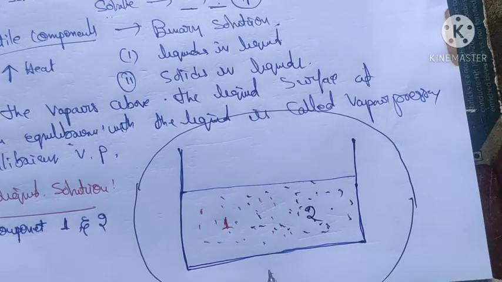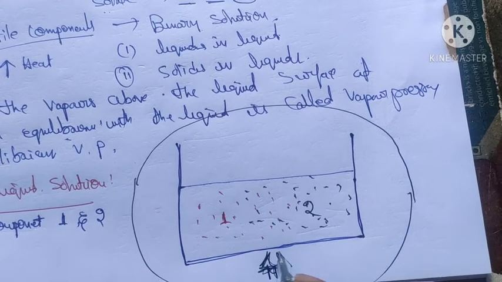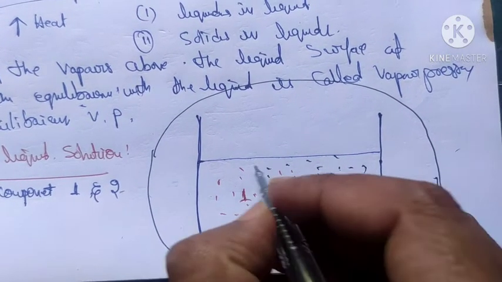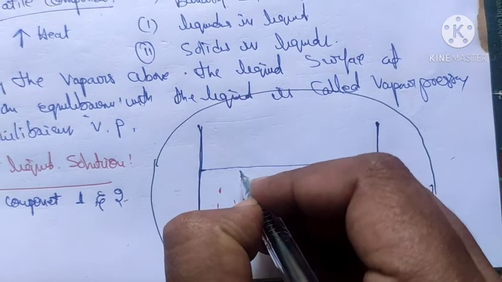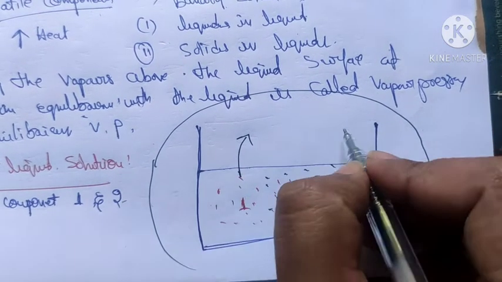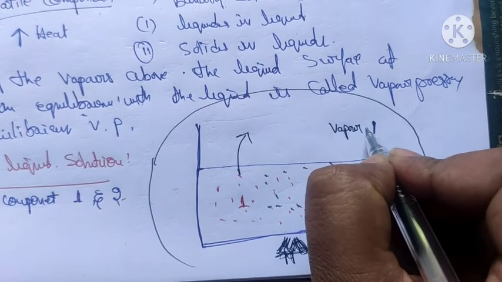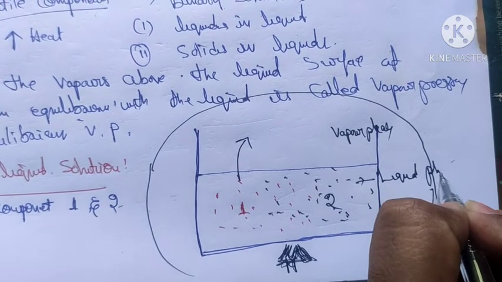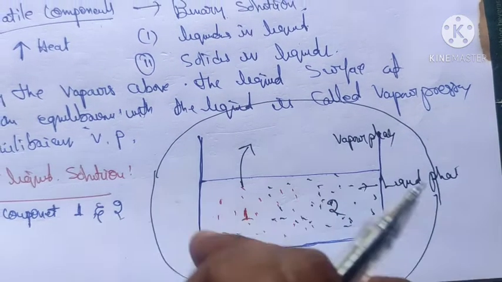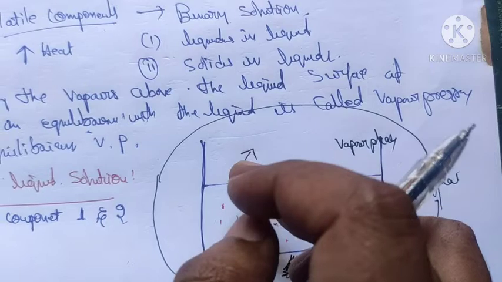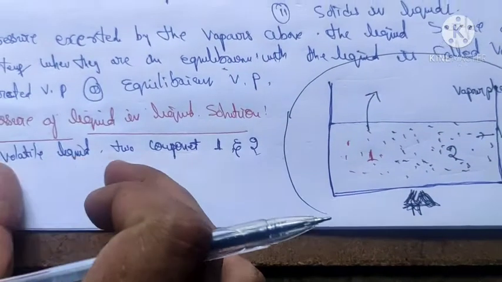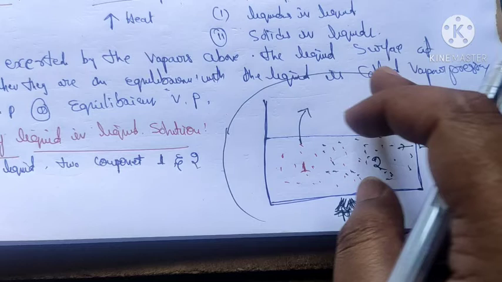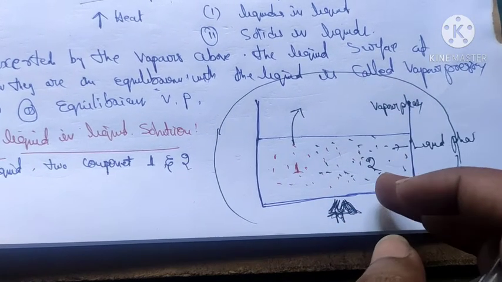When pressure is exerted, at this stage both components would evaporate. This is called the vapor phase, this is the liquid phase. Both components evaporate because they are volatile liquids. Volatile liquids get evaporated, so eventually the equilibrium would be established.